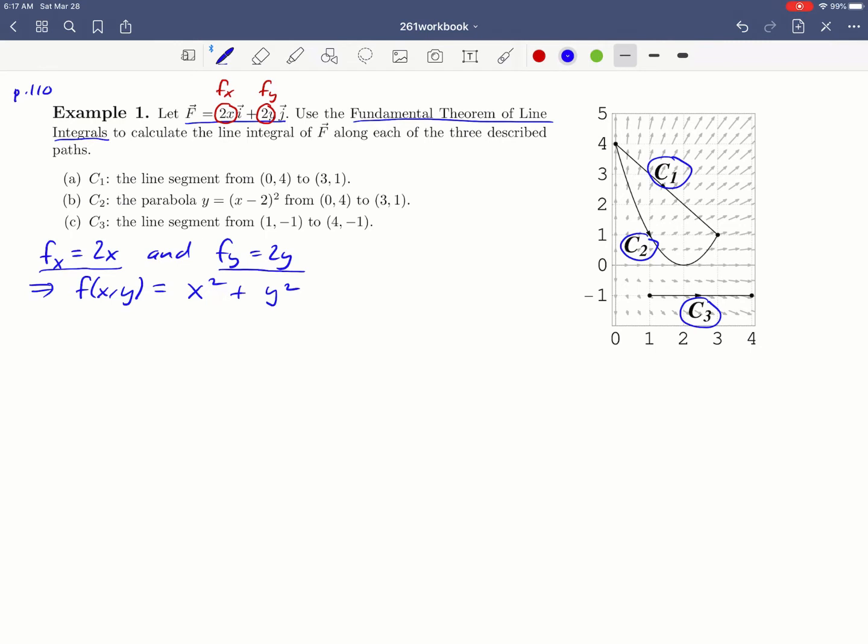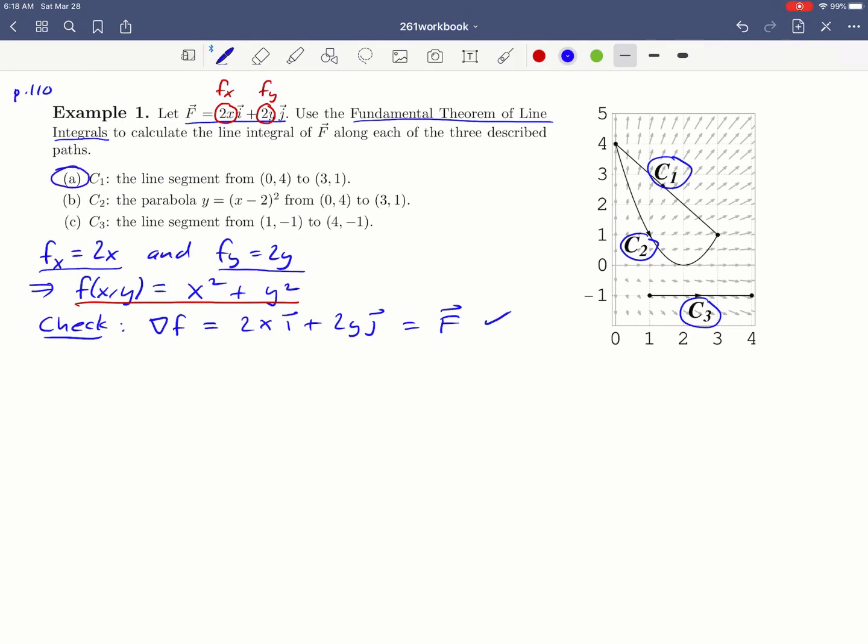So it seems reasonable that x squared plus y squared might be a potential function. Let's do a quick check just to be sure. When we take the gradient of this f that we've written down, does it really give us our vector field? Take the derivative of x squared plus y squared with respect to x, you're going to get 2x, and with respect to y, 2y. And notice that that is indeed the vector field that we started with. So we have a potential function sitting right there.